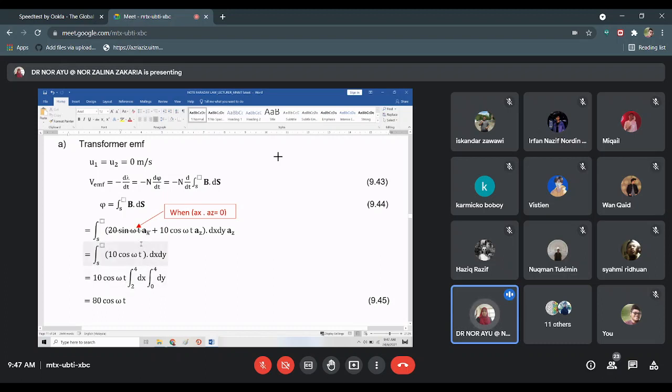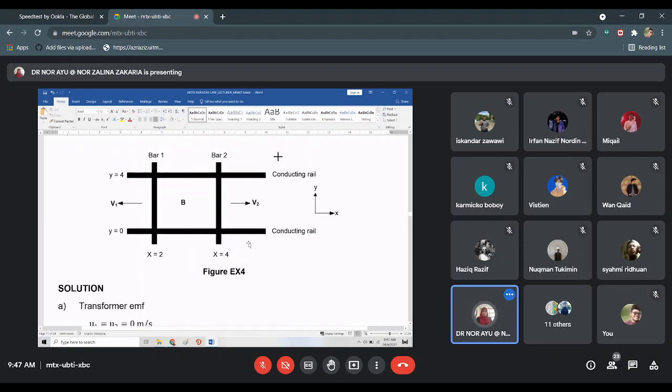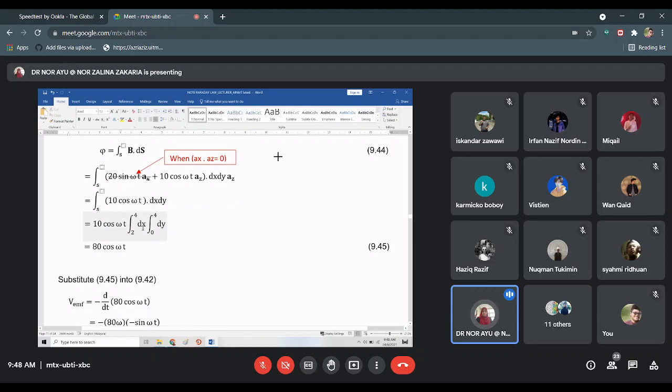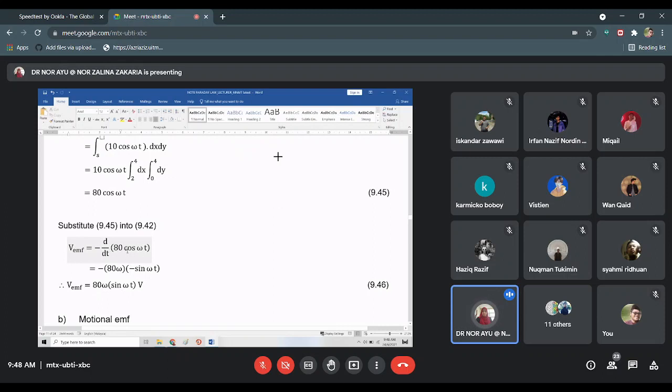And then again, you look into the limits of your dx and your dy. The limit of y is 0 until 4 and the limit of x is 2 until 4. So you can see over here, 2 until 4, 0 until 4. Then you will get your final answer for the flux, which is 80 cos omega t. Alright, so substitute inside the equation to solve the problem. You have these differentiations, so 80 cos omega t. Because we differentiate cos, it will become a negative sign. So you will get this and the final answer will be 80 omega sin omega t volt. Alright, so that is for the first part.